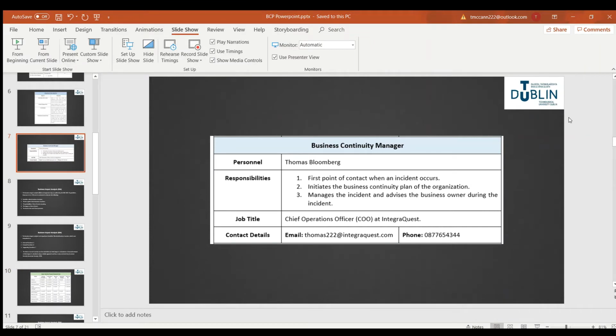In this slide, an extract is taken from the table containing all the members of the business continuity management team for IntegraQuest. The position title, name, responsibilities, job title, and contact details are provided for each member.